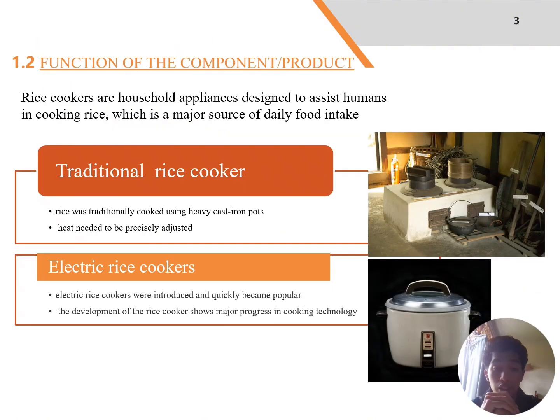So next is the function of the component product. Rice cookers are household appliances designed to assist humans in cooking rice, which is a major source of daily food intake. In 1975, the traditional rice cooker was introduced, first found in Japan. Rice was traditionally cooked using a heavy cast iron pot, and it needed precise heating since it was manually heated by fire.